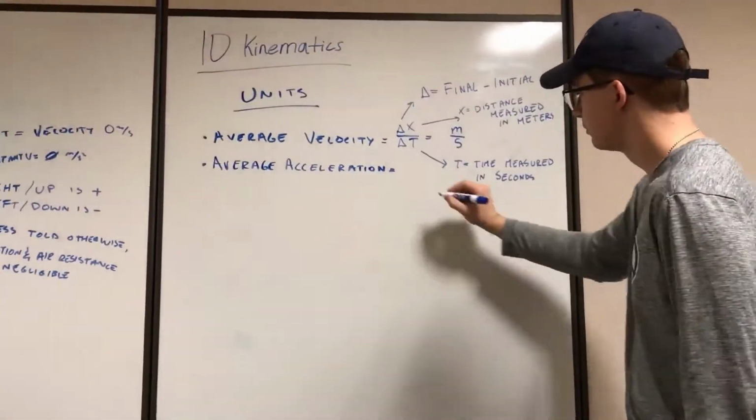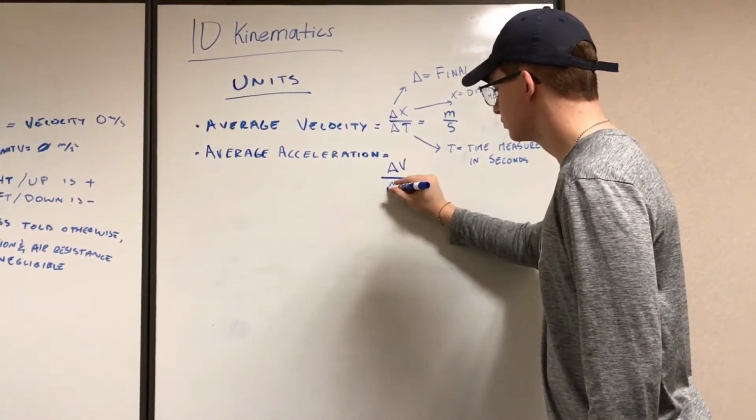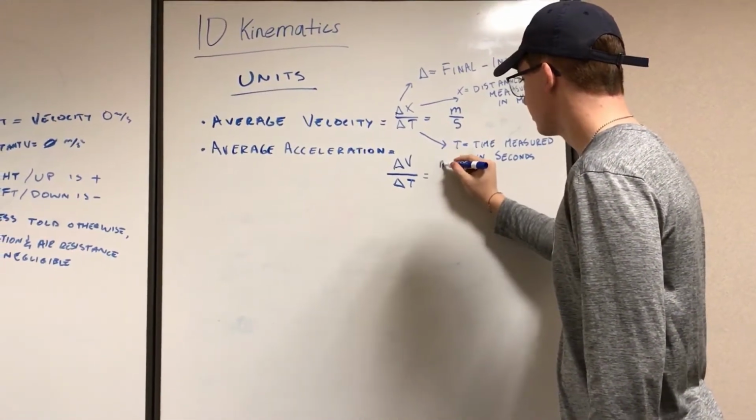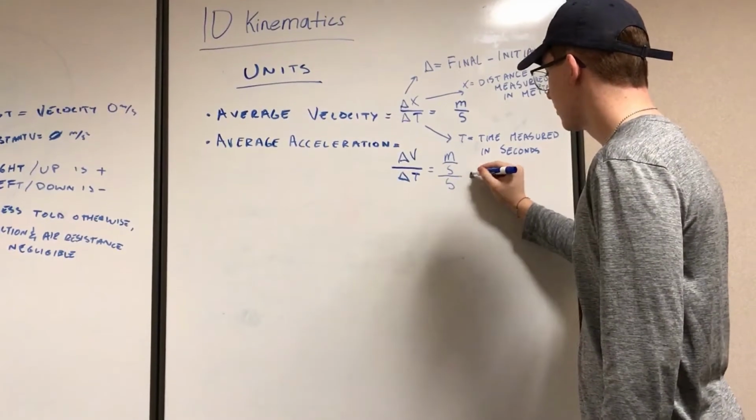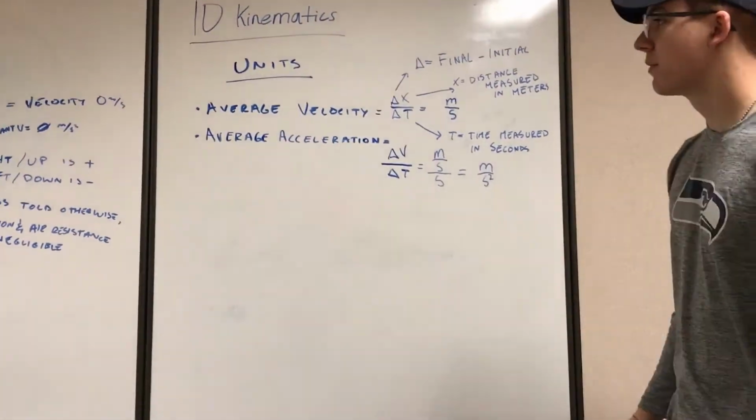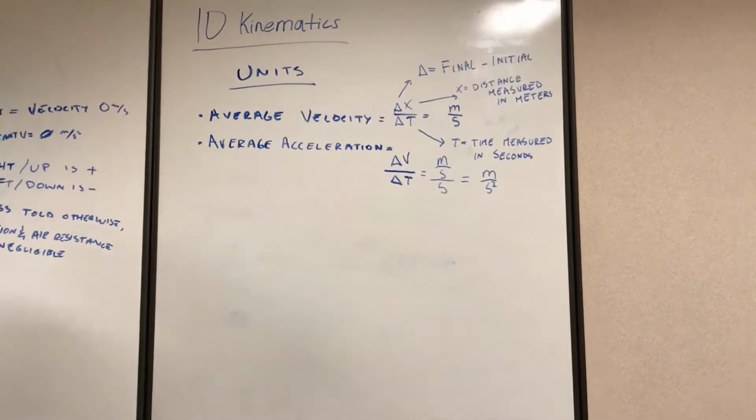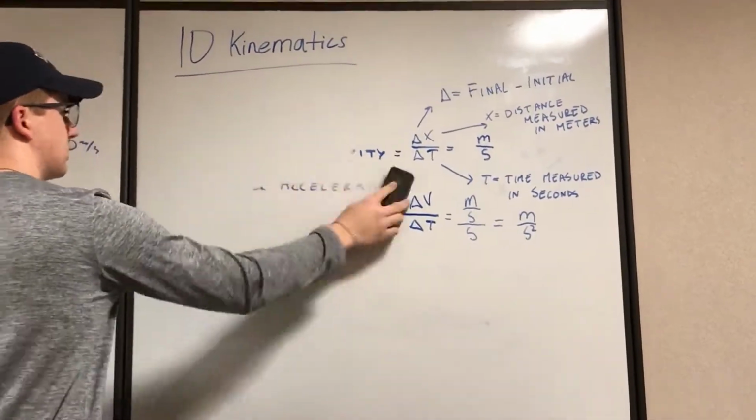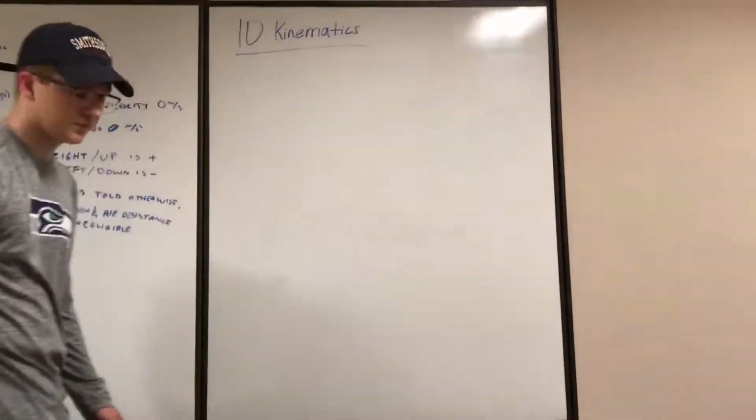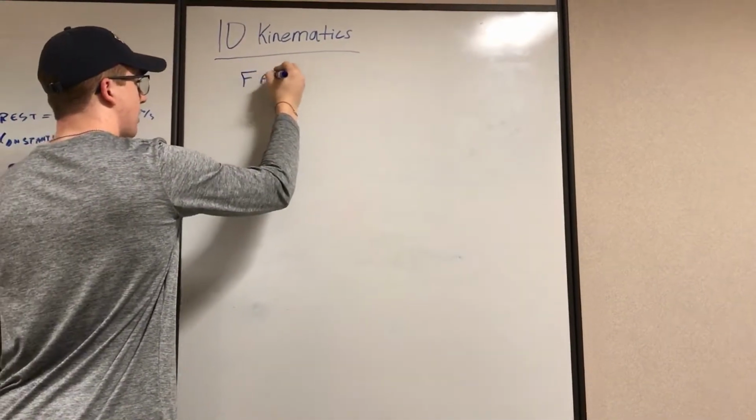And then average acceleration, the equation for that is the change in velocity over the change in time. And so that's meters per second over seconds, which simplifies down to meters per second squared. So acceleration's units are meters per second squared.